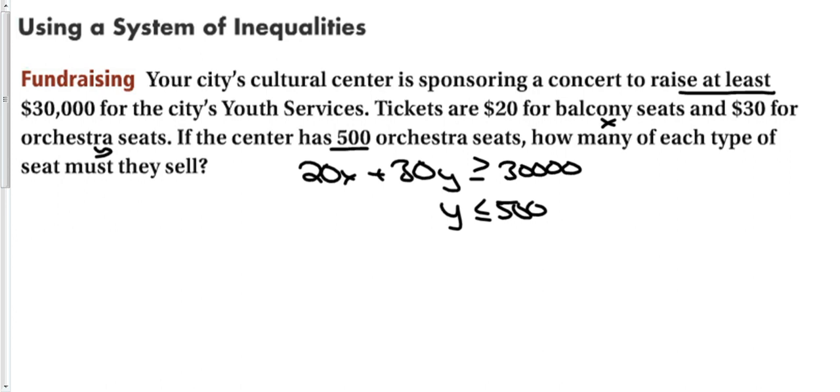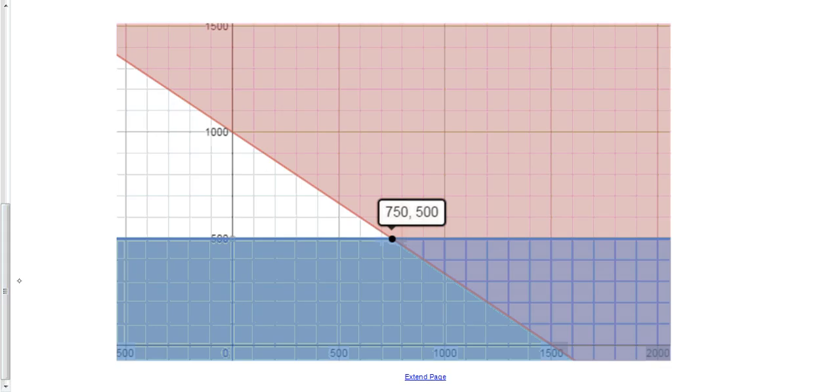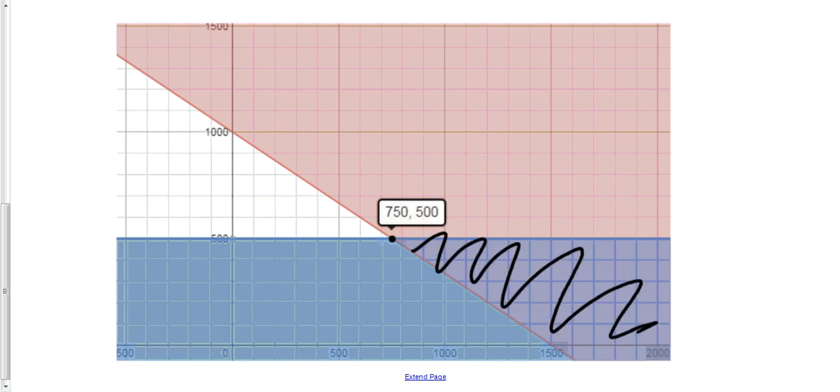I'm not going to try to draw a graph myself. I have a nice graph that I pulled from Desmos. We can see these two lines: here's my orchestra seats in the blue, and then the red is my other function. I can see that these two overlap in this region. So any combination of tickets sold in that region will make me enough money.